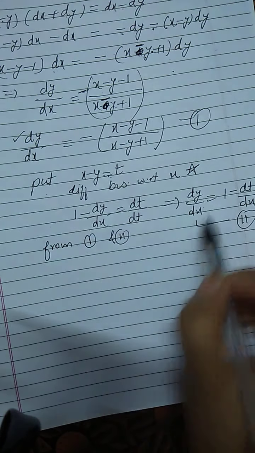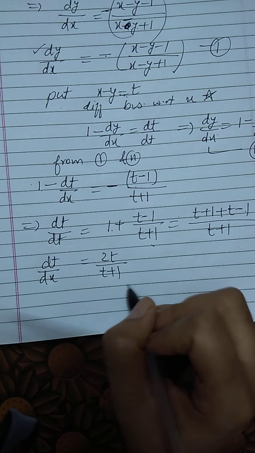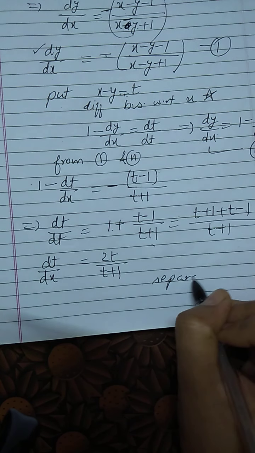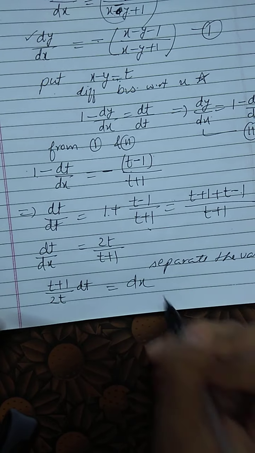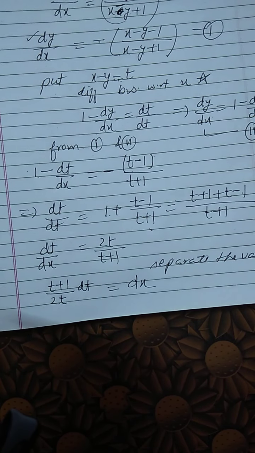Now left hand side we have dt by dx, right hand side the whole function is in terms of t, and at this particular step we can separate the variables. When we separate the variables we will get (t plus 1) divided by 2t into dt equals dx. I think you people can integrate now.